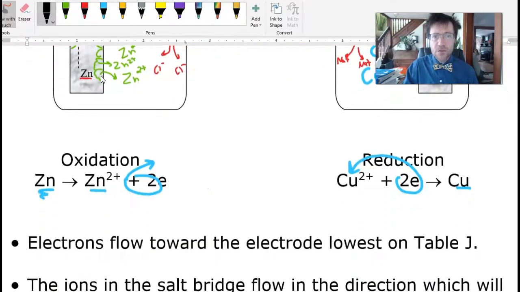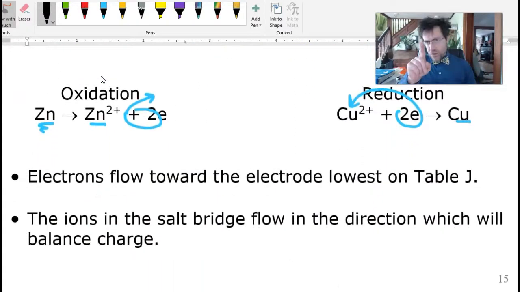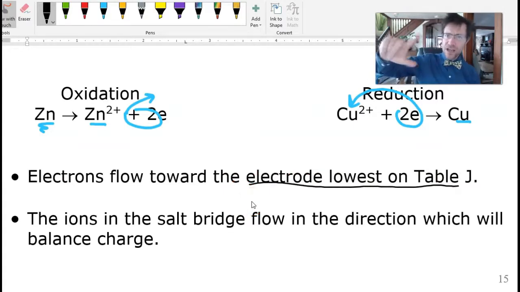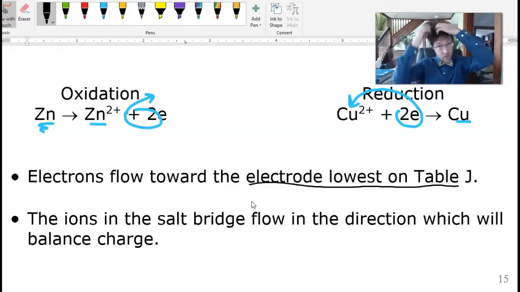You want to move on? Two things before we go. Electrons flow towards the electrode lowest on table J. That's how you determine electron flow. Why do you care about electron flow? Well, if you put a battery in backwards, nothing happens. You have to have flow the right way. It's making sure that your battery is put in the right direction, so you know what direction the electrons are going in the circuit, so you can make it work properly.